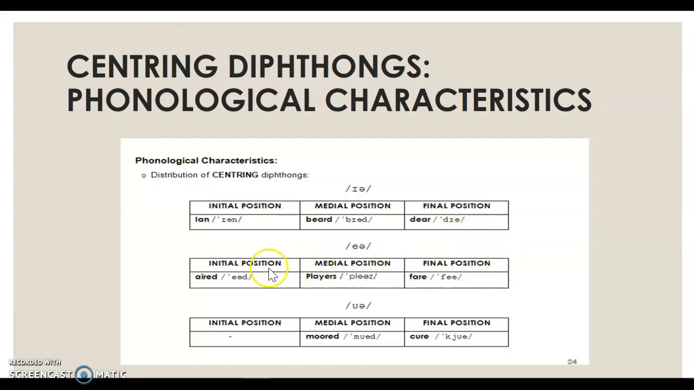In the case of eə, we can find it in initial position, like in the case of Ed, in medial position, like in the case of players, and in final position, like in the case of fair. And finally, in the case of ʊə, there are no English words starting with this diphthong. So you won't find any word starting with ʊə. But we can find words containing ʊə in medial position, like in the case of mood, and in final position, like in the case of cured.